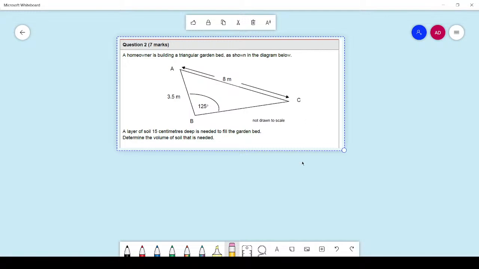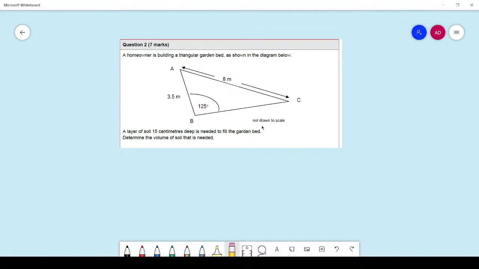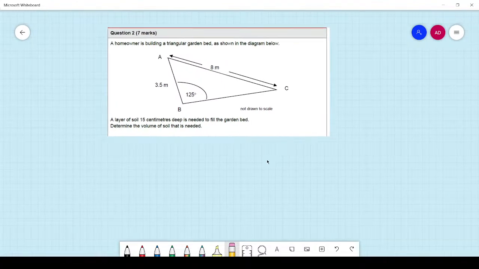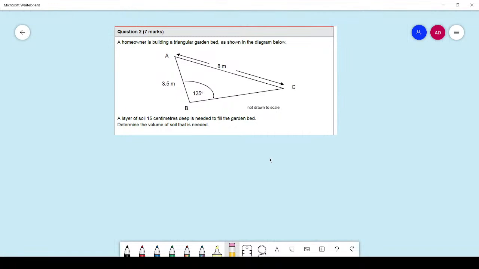Alright, so it looks like another geometry question here with a non-right angle triangle. A homeowner is building a triangular garden bed as shown in the diagram below. A layer of soil 15 centimeters deep is needed to fill the garden bed. Determine the volume of soil that is needed.